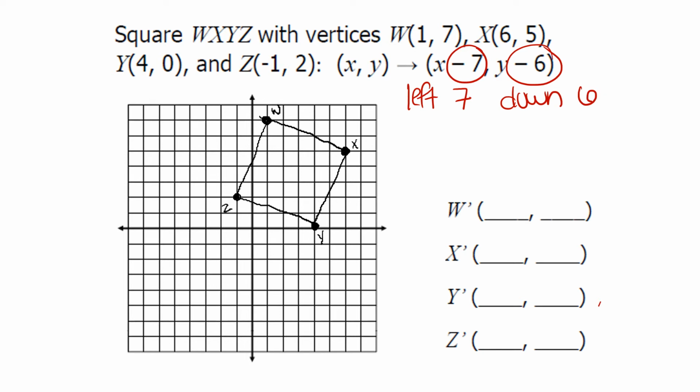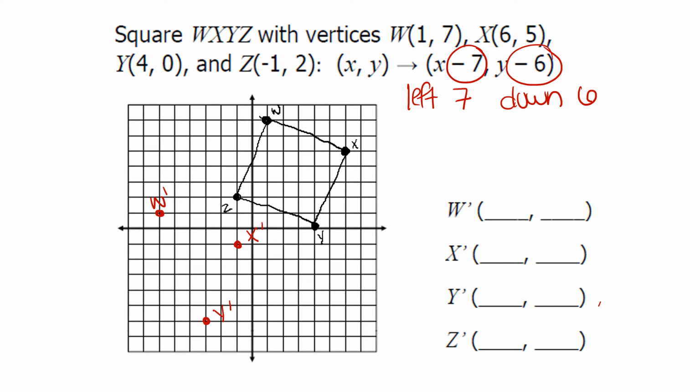Starting with point W, we move left 7 and then down 6. And we label that W prime. We can move on to point X and again move it left 7 and down 6. Label that point X prime. For point Y, we go left 7 and down 6. And label it Y prime.